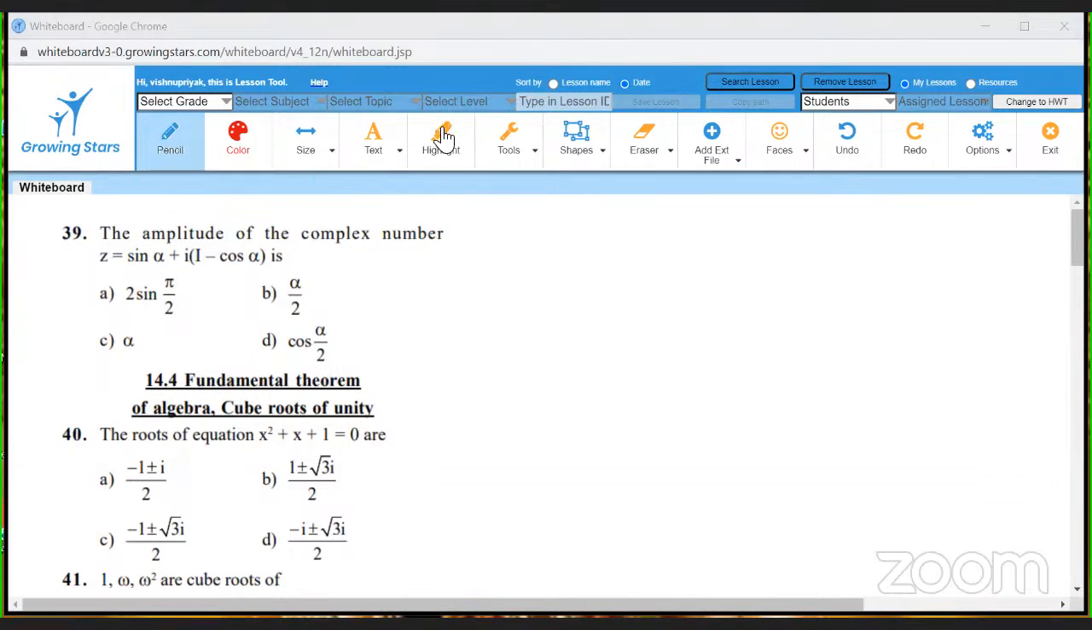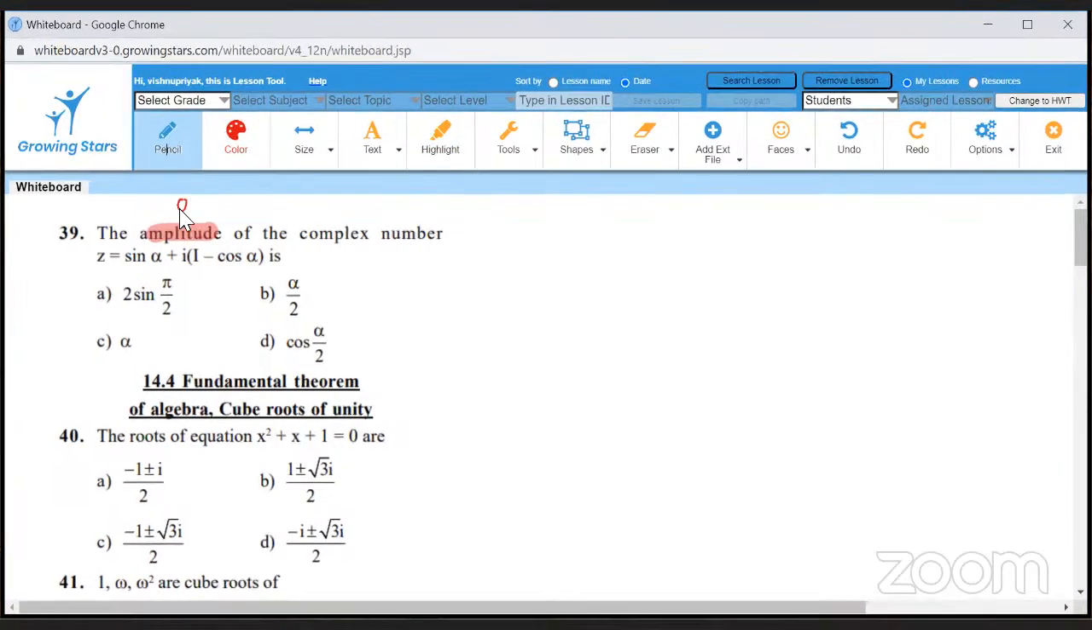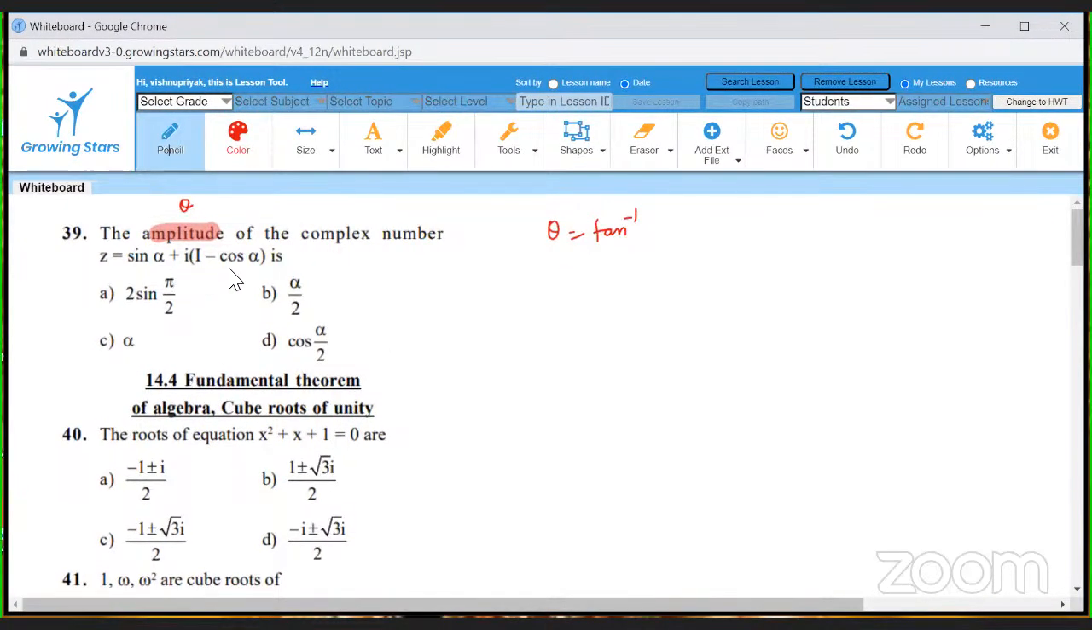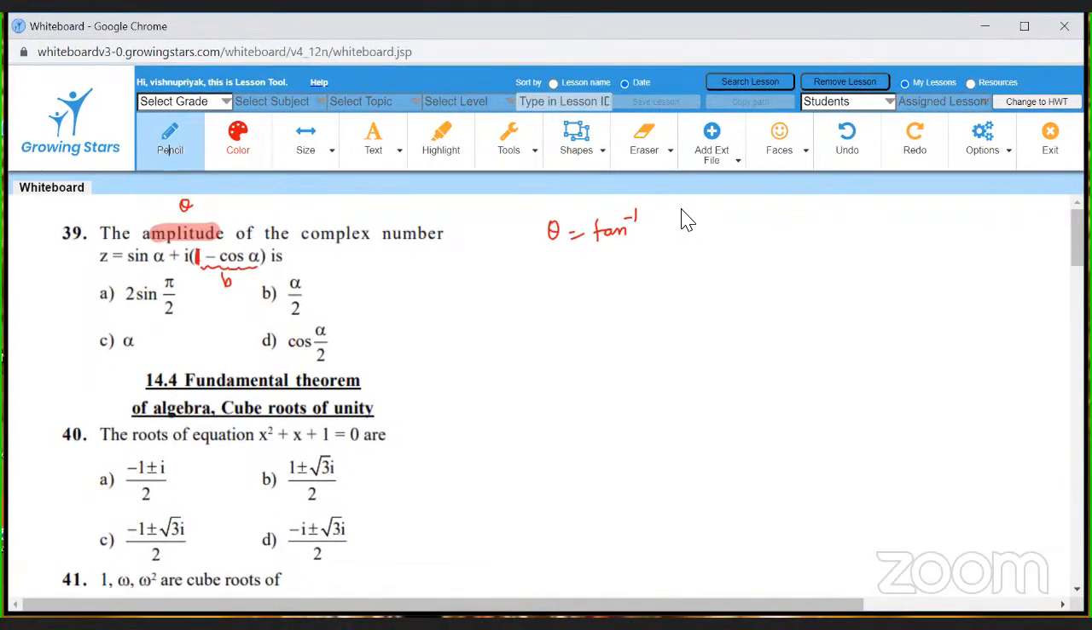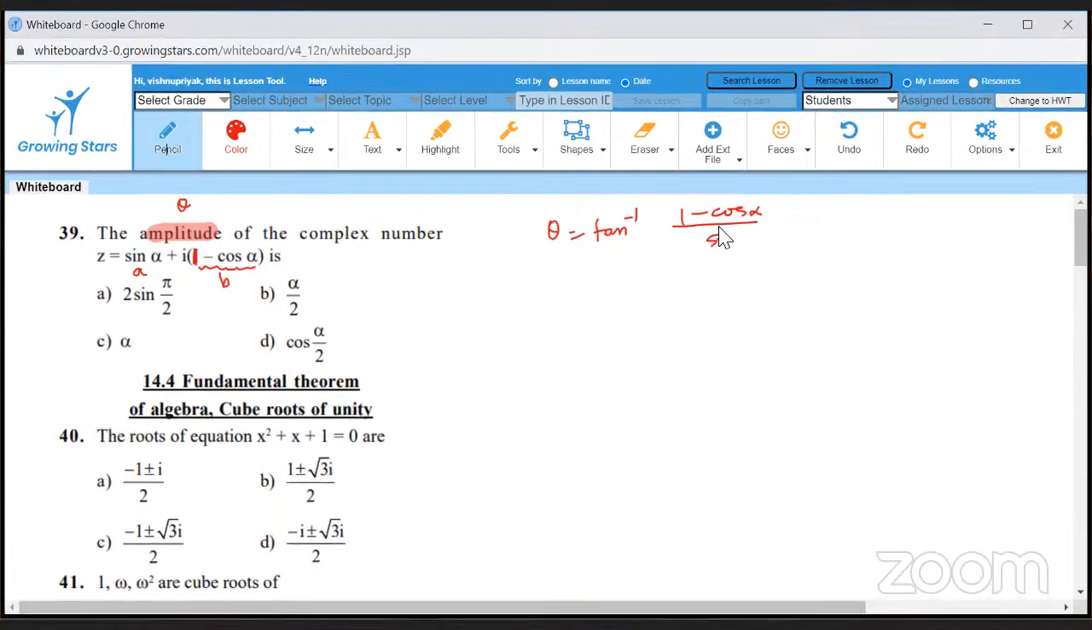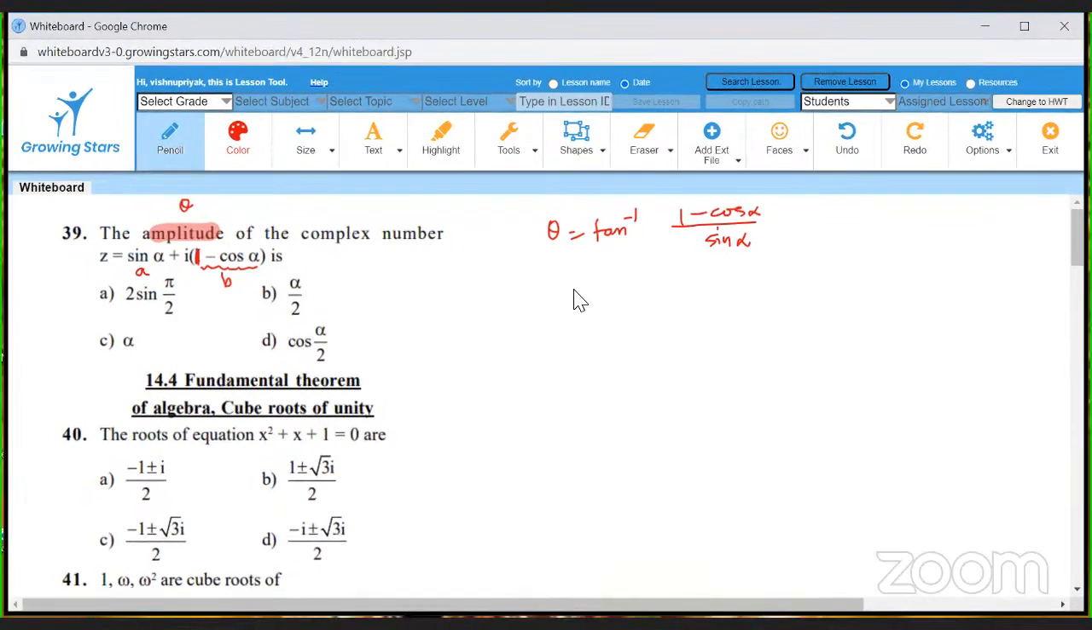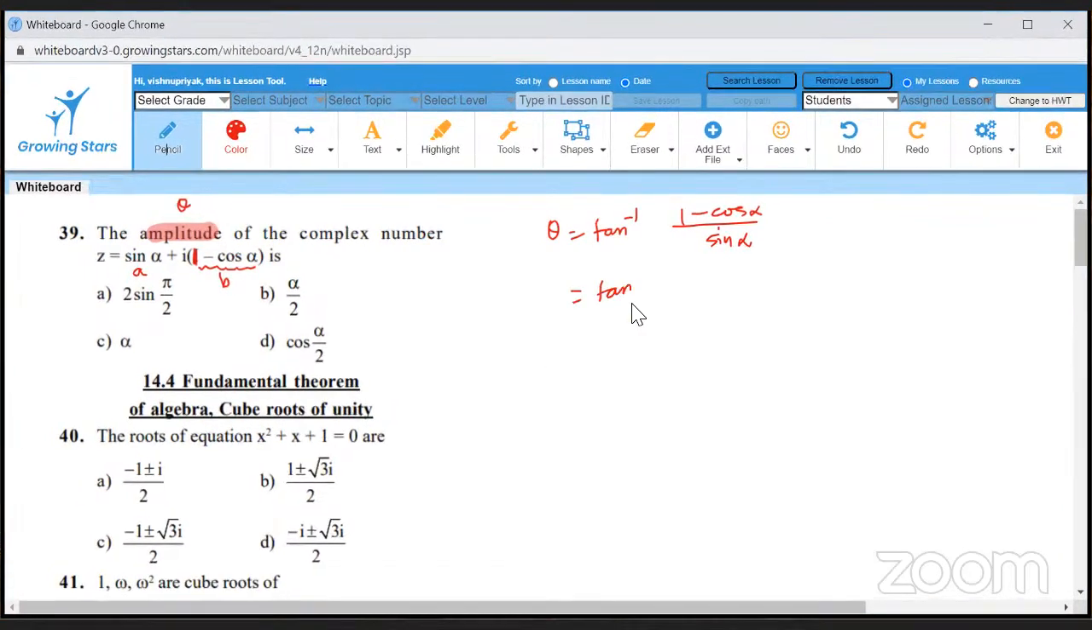So what is the amplitude? Amplitude means they're asking for the angle. Theta is tan inverse B. This is B. It is 1, not I. B is (1 minus cos alpha) by A. A is sine alpha. Now my work is to simplify this.